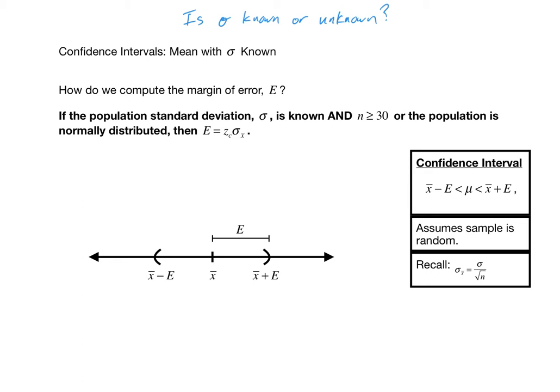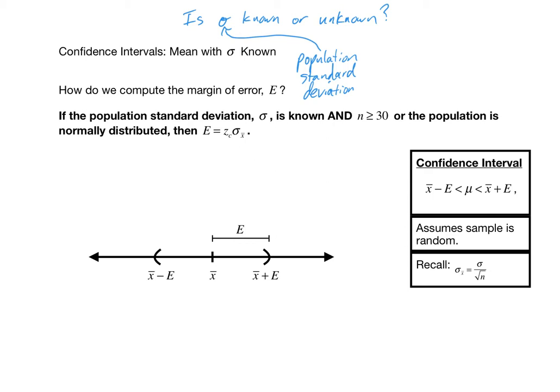Let's first review a few things. Recall, sigma is not any standard deviation. It is particularly the population standard deviation, not the sample standard deviation, for example. So we want to know, is the population standard deviation known or unknown in the problem?